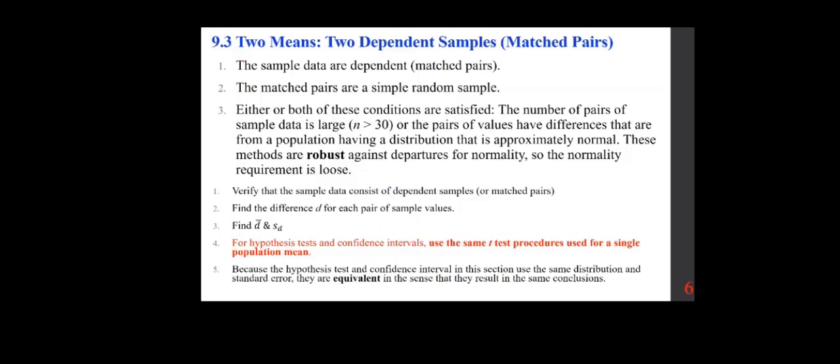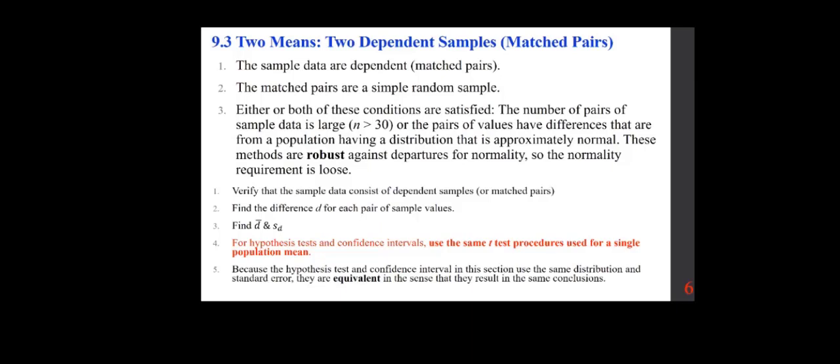I can't emphasize this enough. In essence, you make that a simple population mean. It's a simple t-distribution because the hypothesis test and confidence interval in this section use the same distribution and standard error. They are equivalent in a sense that they result in the same conclusion. So I can't emphasize this enough that they are ultimately the same, okay? And so I hope it's straightforward as to what we are doing.